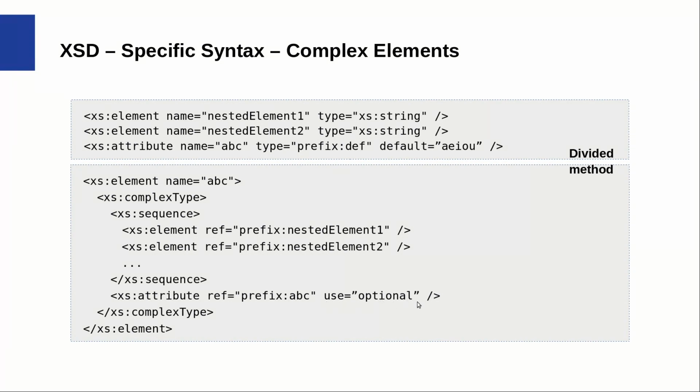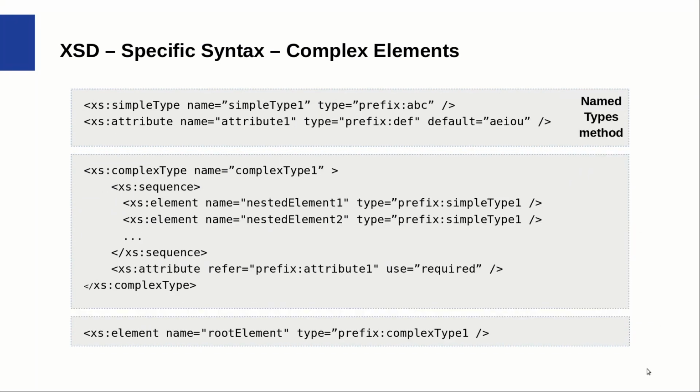And you may use the use attribute for setting the attribute as required, optional, or prohibited. Then you close the complex type and you close the element closing tags. So this is how you declare a complex type using the divided method.